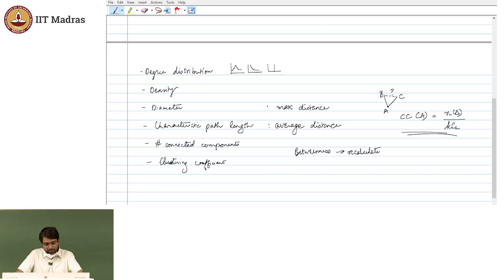So now that I've described some of the basic graph terminologies, or these are all parameters, clustering coefficient. And clustering coefficient is defined for a node, whereas density is defined for a network. And of course, you can get average clustering coefficient for a network also, and so on. Now, I told you how to create a random network.